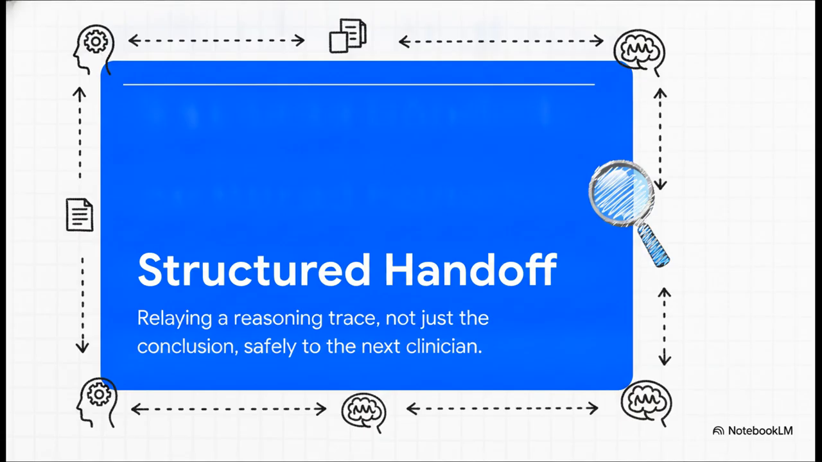Think about playing a high-stakes game of telephone. If I end my shift and just hand you a piece of paper with a diagnosis scrawled on it, you have no idea why I arrived there. You don't know what alternatives I considered and discarded. But if I use a structured protocol to transfer my actual reasoning trace, we completely prevent that distortion between shifts. The intelligence survives the transfer completely intact.